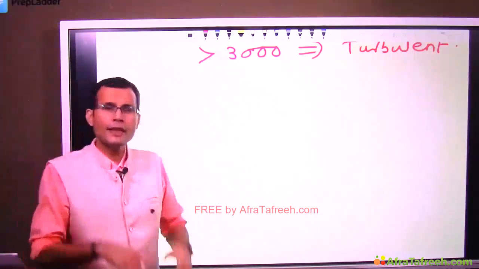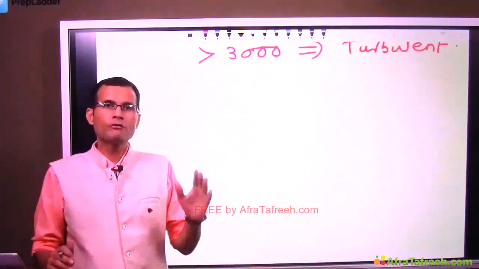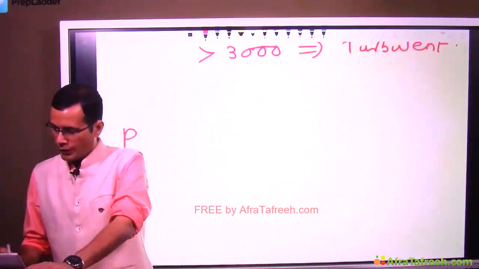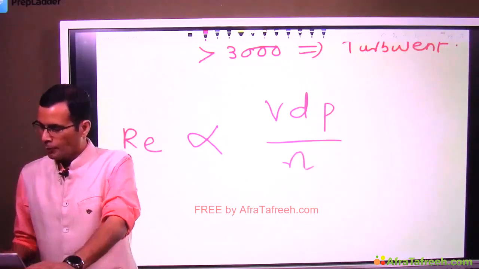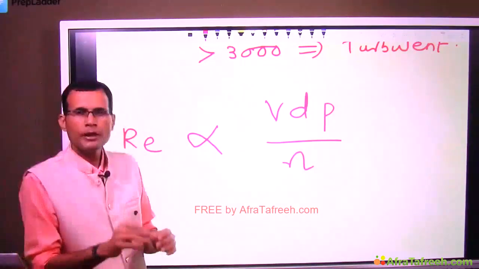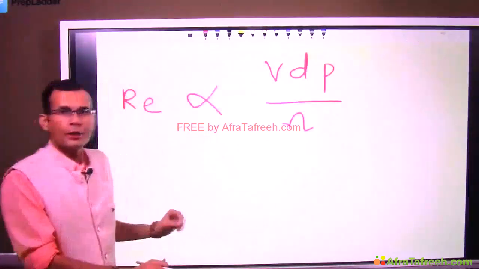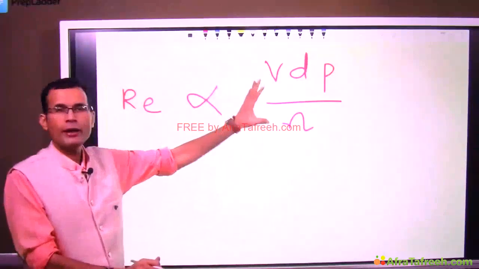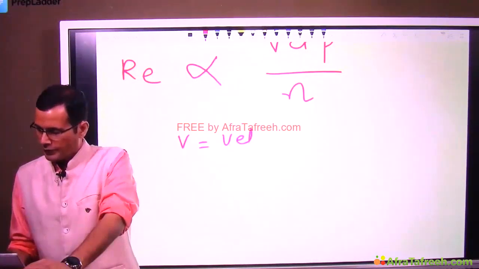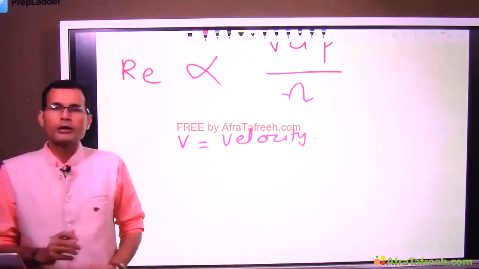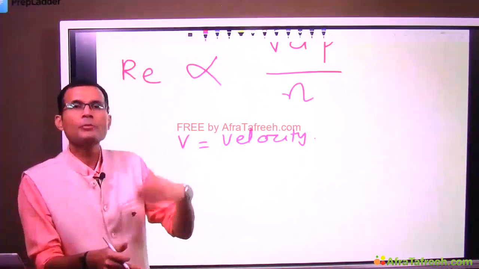But Reynolds number itself depends on what? The Reynolds number depends on 4 factors. Reynolds number is proportional to VDρ upon η (eta). Many books write eta like this. I know there is some other symbol for eta. Okay. So, 4 factors determine the Reynolds number. V is velocity. When velocity increases, Reynolds number will increase and turbulence will occur in the blood.